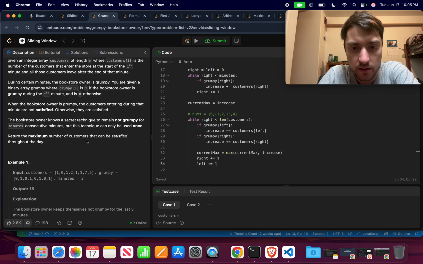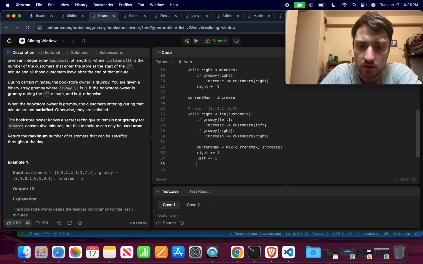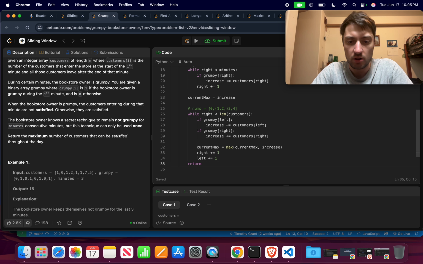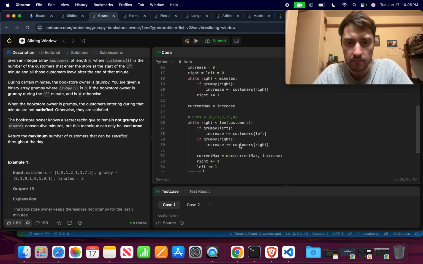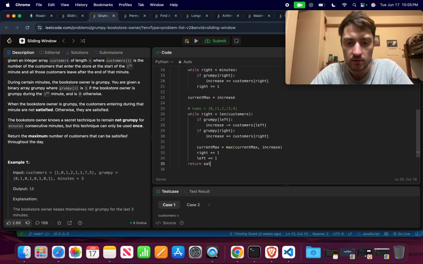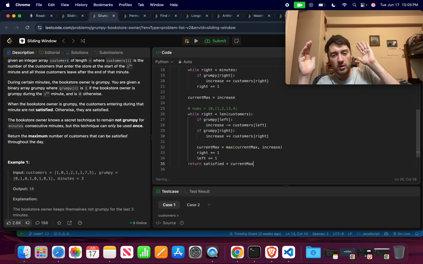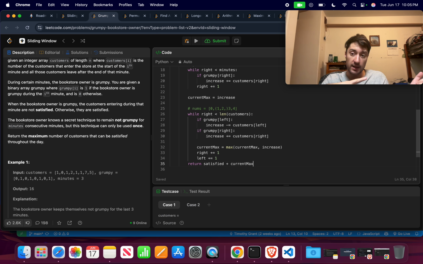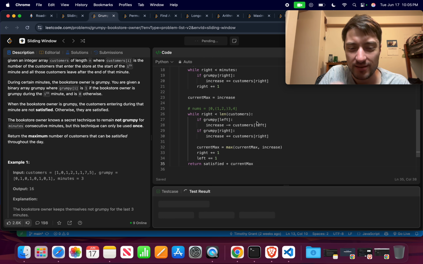Now, in the case that then we want to stop when it's equal to the length. Okay, so what do we want to return? We want to return the satisfied plus current max, because current max was the maximum number of customers that were previously unsatisfied but now are satisfied. Okay, I'm going to press run. I hope it works. Come on.